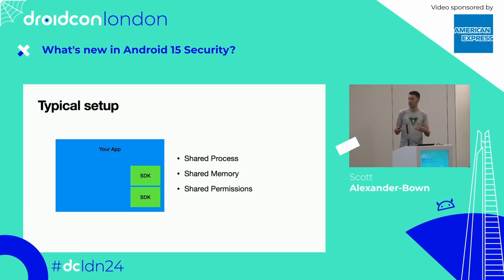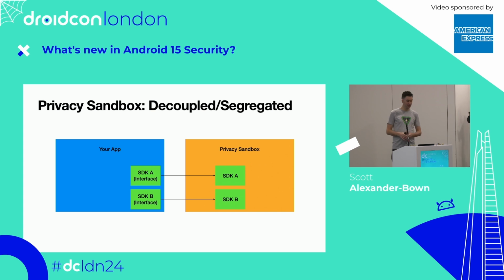It's not ideal, and the idea of Privacy Sandbox is that it's a decoupled, segregated area where you still add the dependency, but your dependency would effectively just be interfaces or a stub, and the SDKs would be delivered likely via the new Google Play SDK Console.